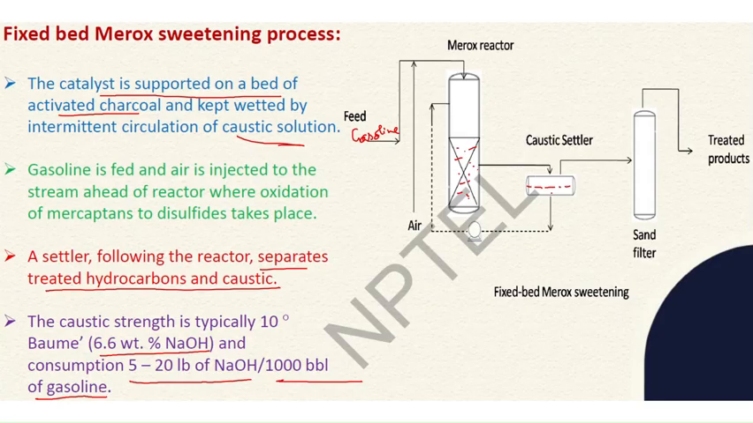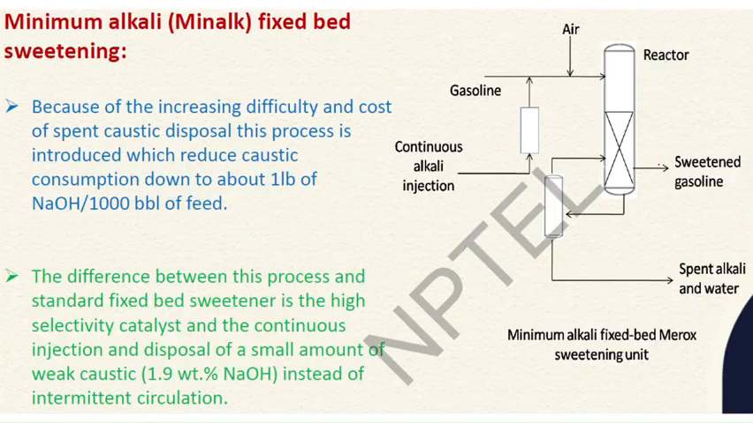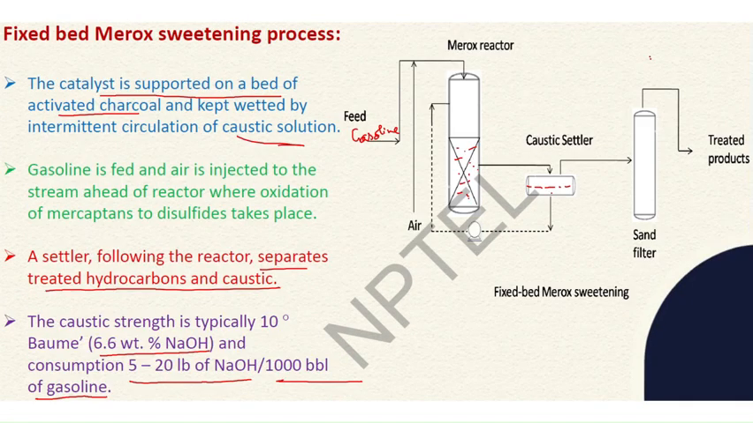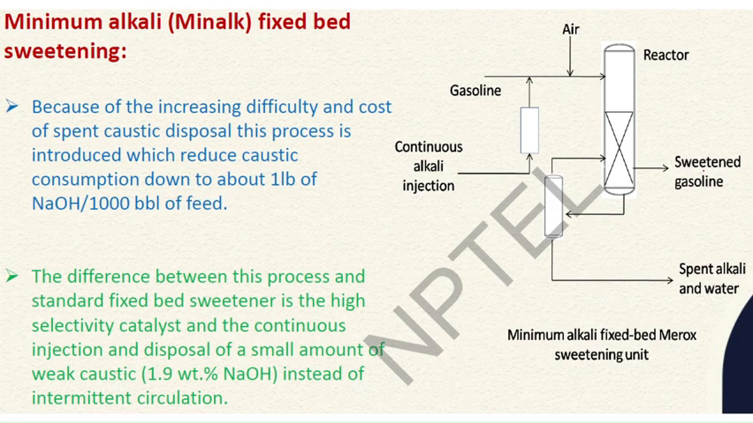The use of caustic is very high here, and after the treatment, the treated hydrocarbon is sent to the sand filter where, after filtration, we get the treated product which is free from the sulfur component. Okay. Coming on to the second unit, which is the minimum alkali fixed bed sweetening.